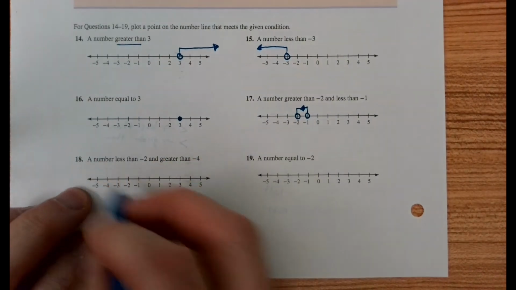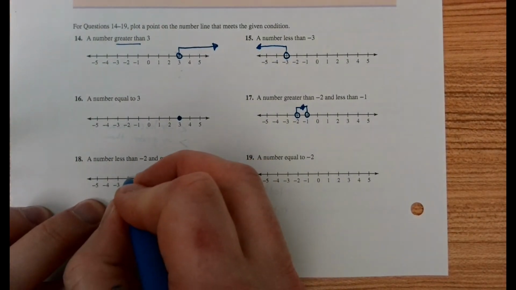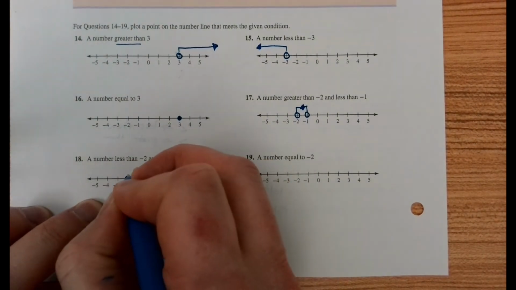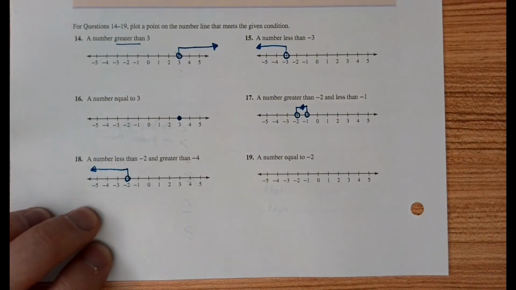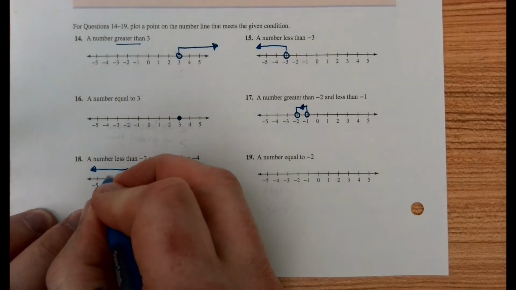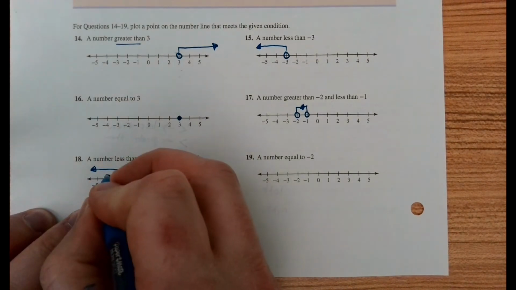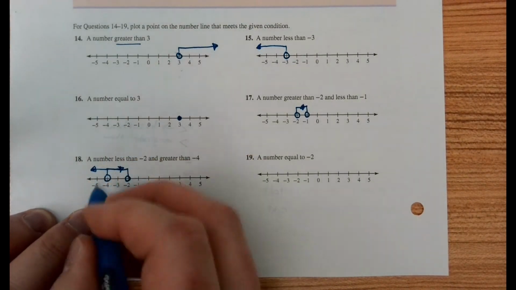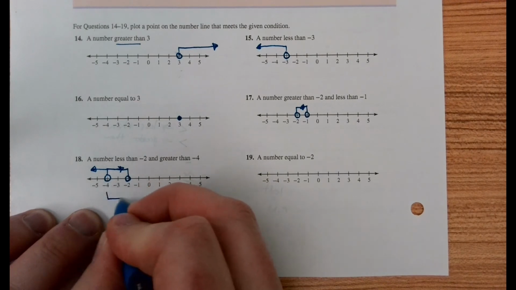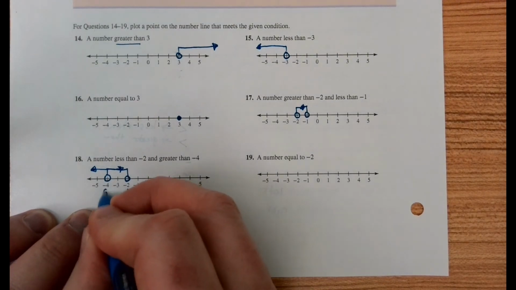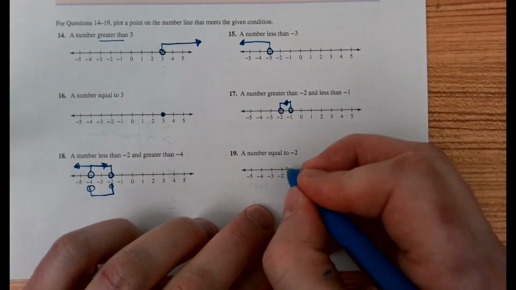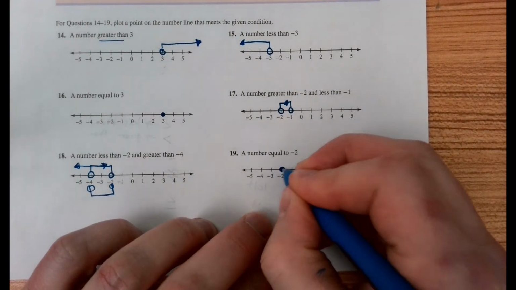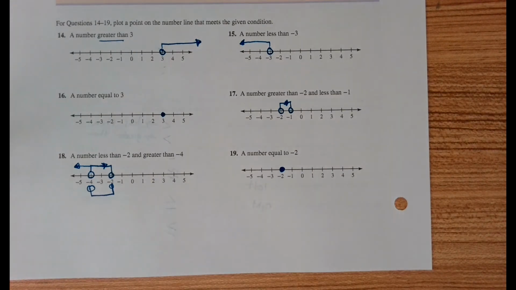All right, number 18, a number less than -2. So here's where -2 is. We can't include that, so we put an open circle. Then we draw an arrow to the left of it. And then a number greater than -4. Oops, I got a little carried away there with my line. So it's really only the numbers in between here, like this is what we should have with open circles. Okay, and then finally a number equal to -2, again, filled in circle. Those are graphical representations of those expressions.